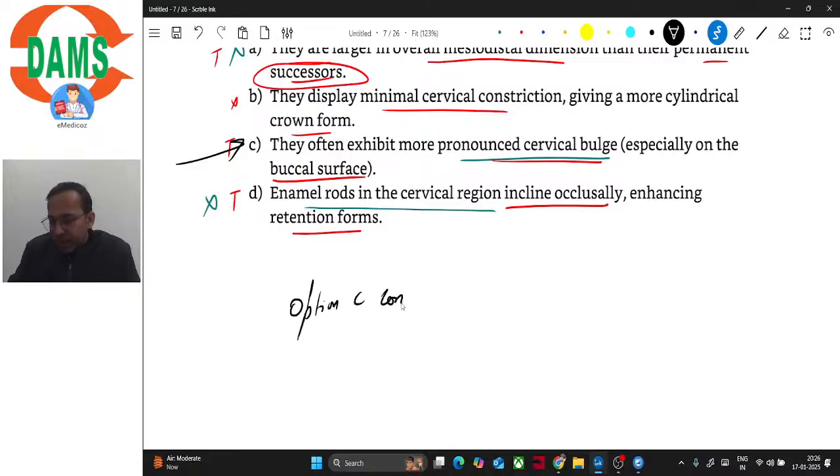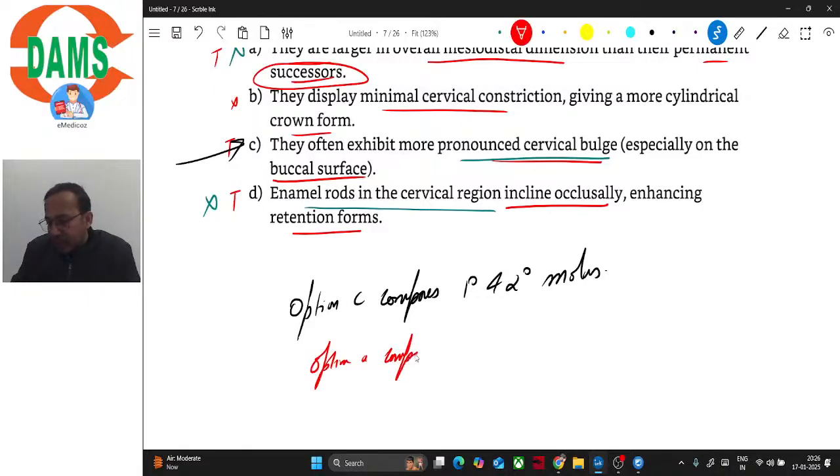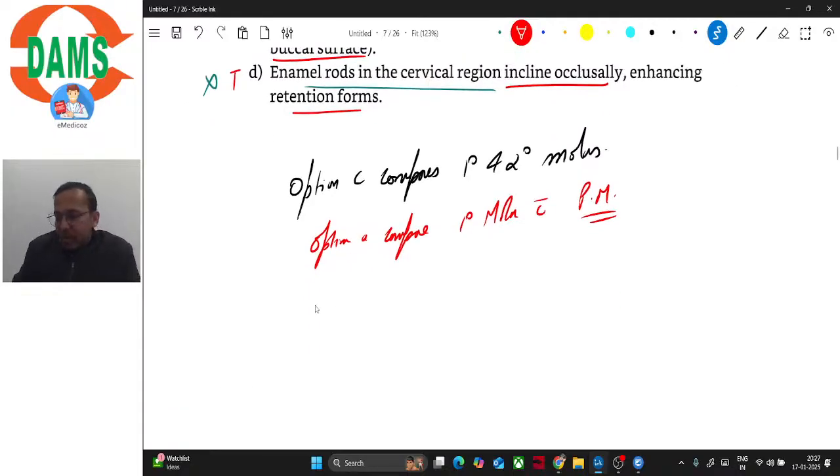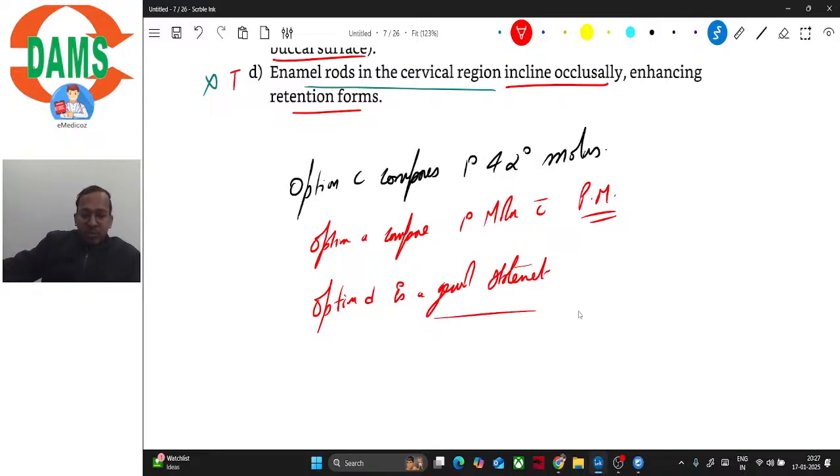So option C compares primary and permanent molars, while option A compares primary molar with premolars. And what about option D? Option D is a general statement, isn't it? So it does not specifically compare primary molars with permanent molars.